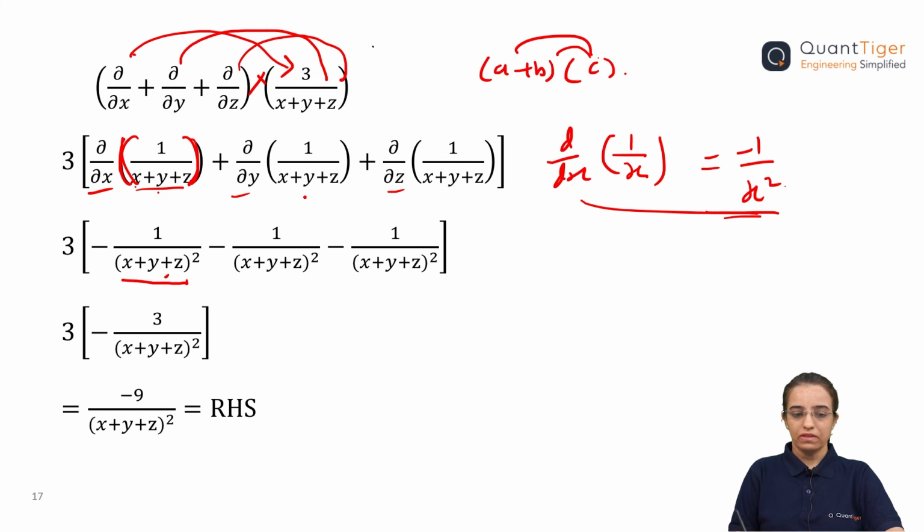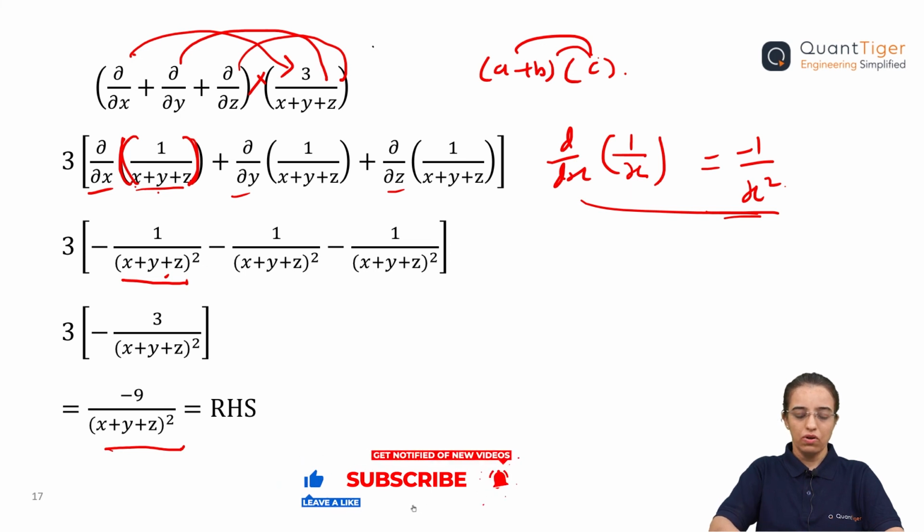Now all the denominators are common, so I can simply add the numerators, and I will get minus 3 upon x plus y plus z bracket square. If I multiply it, I will get my answer as minus 9 upon x plus y plus z bracket square. That's nothing but our RHS which they asked us to prove.